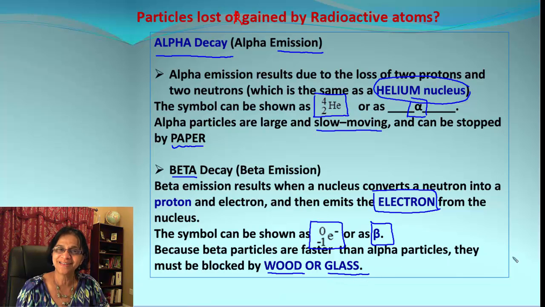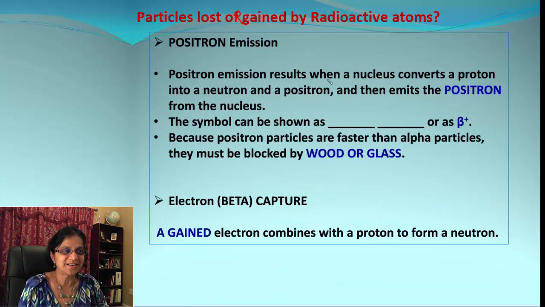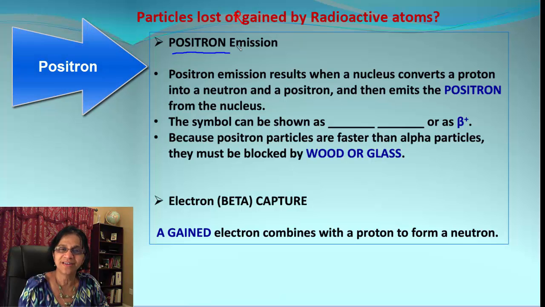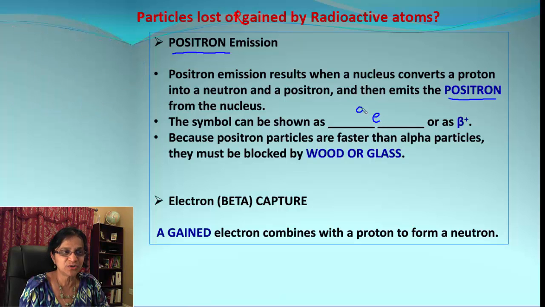The third type of particles are positrons, just like positive electrons, and these can be represented similar to electrons except the charge is positive 1, or we can also write beta with a positive plus charge. Positrons are also faster than alpha particles, and they can be blocked by wood or glass.